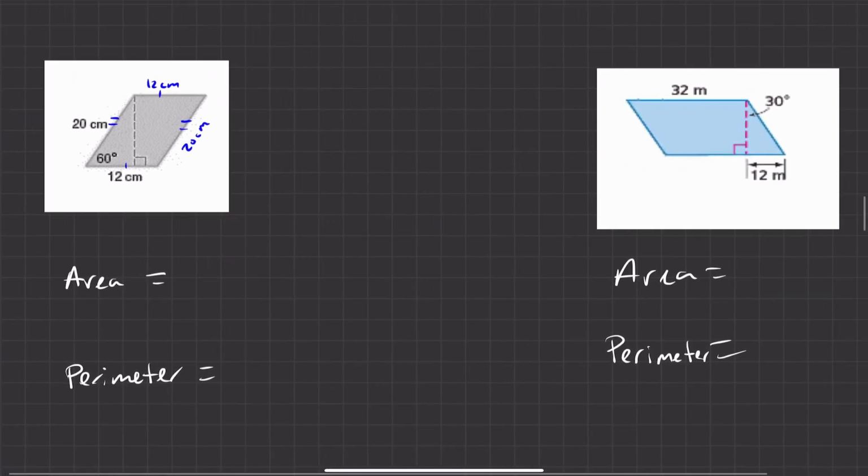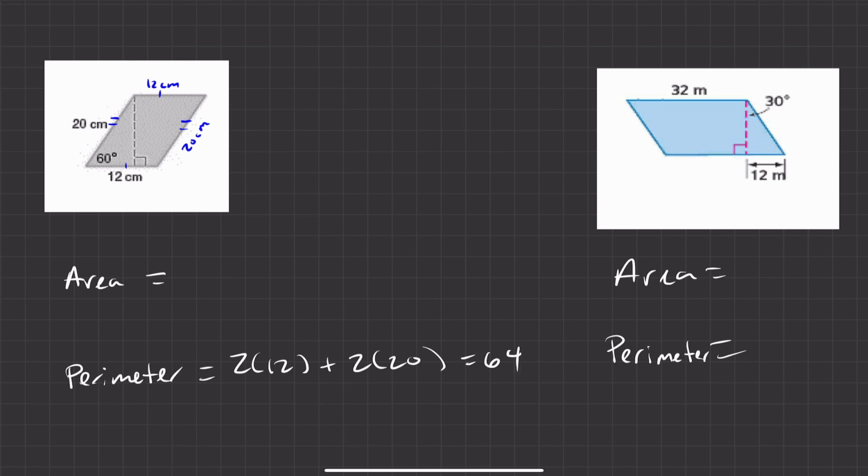So then I can do 2 times 12 plus 2 times 20. And that's going to be 64 centimeters. 64 centimeters. And the area is base times height. So remember, the base and the height, they are perpendicular to each other.